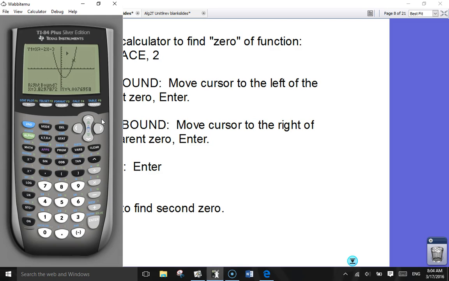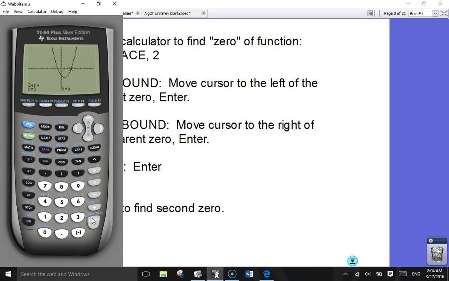So I hit enter. And when it says guess, literally what it's saying is, when you hit left bound and right bound, you put these 2 triangles on the graph. It's saying, are you okay with those triangles? Do you want to guess in between those? Yes. I mean, if you're happy with what you did, then you say yes. And it should jump to the 0. 3.